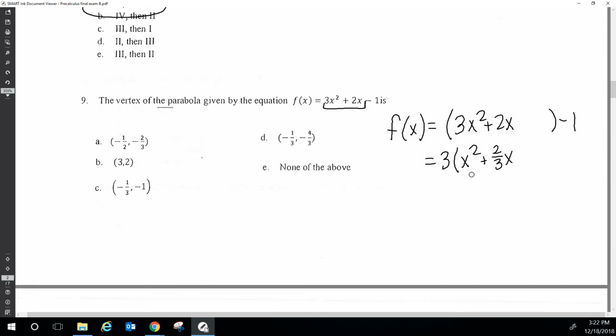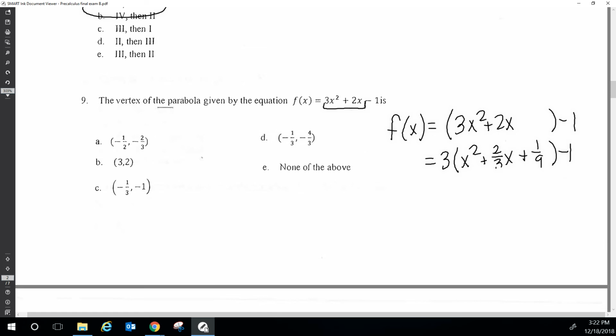So we can check that. 3 times x squared is 3x squared. 3 times 2/3 is 2x, and then minus 1. Now I'm going to take this middle term and divide it by 2, which means I multiply it by a half, by its reciprocal. The 2's cancel, and so this is 1/3. And that's the term I'm going to square to put here. So 1/3 squared would be 1/9.